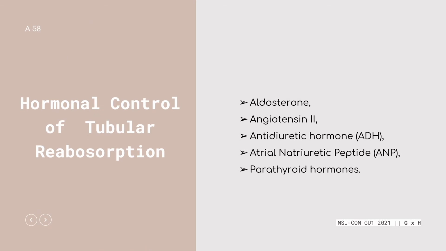5 hormones affect the extent of sodium, chloride, calcium, and water reabsorption, as well as potassium secretion by the renal tubules. These hormones include aldosterone, angiotensin II, which would also lead to aldosterone production, antidiuretic hormone or vasopressin, atrial natriuretic peptide, and the parathyroid hormones.